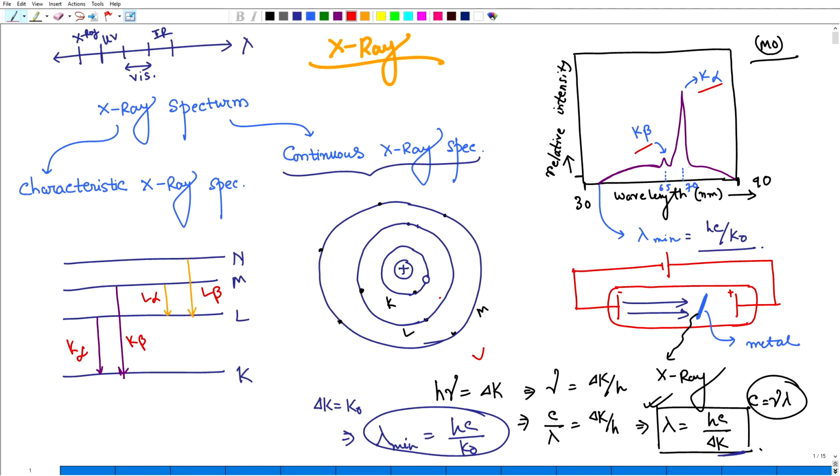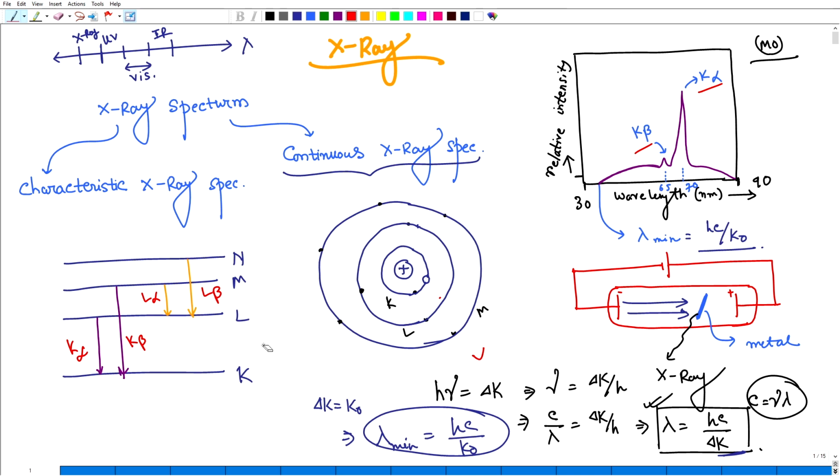So now we know that for L2K, this energy gap is higher. If the energy gap is higher, then obviously the lambda will be less. These things are there. Okay, so let us understand one thing.